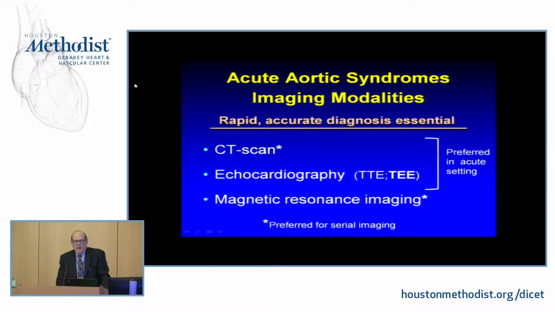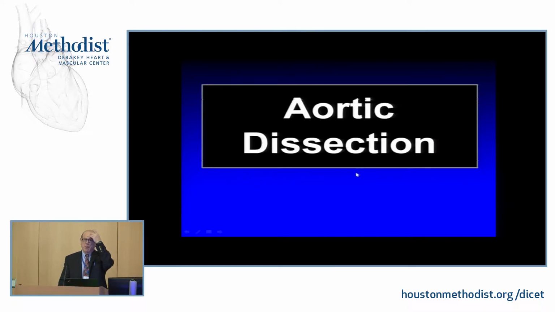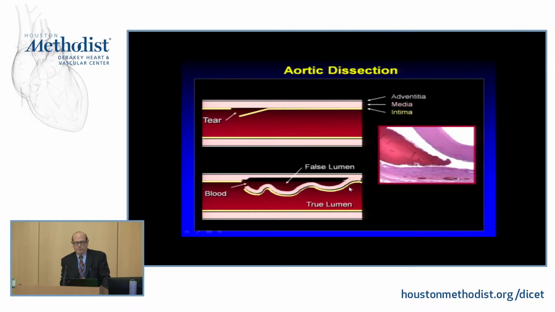Now, CT scan and echo, largely TEE, are usually among the first two procedures that these patients get. And the majority of them nowadays, CT scan in about 70% of patients is the first procedure. This is a cartoon and then a real picture of what aortic dissection is. This is the lumen of the aorta. This is the intima, media in pink.